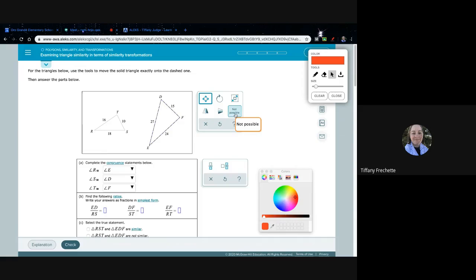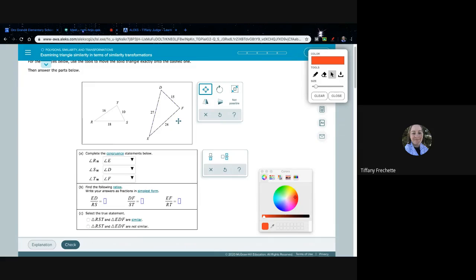So if they are completely different shaped triangles, you can click not possible. Because they're going to be different sizes. It's the shape that we're worried about. All right, so we're going to go through and match it up.